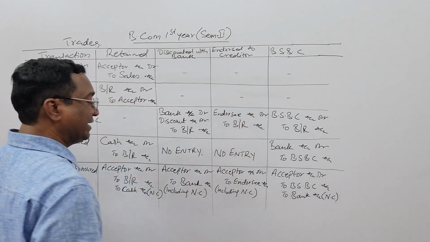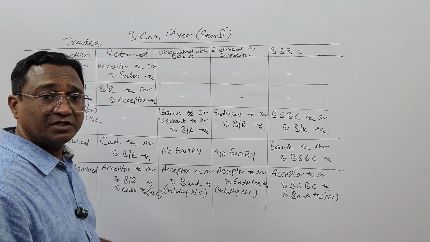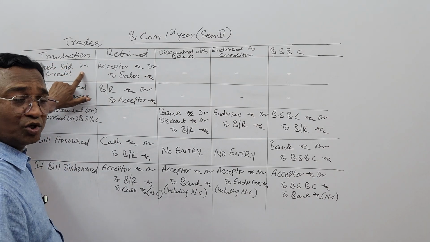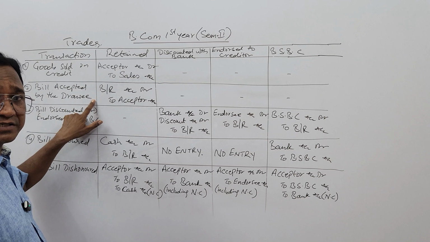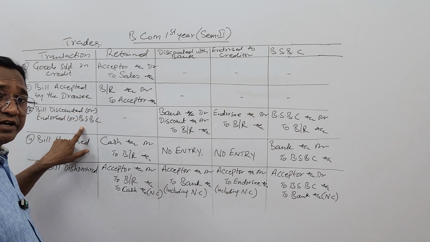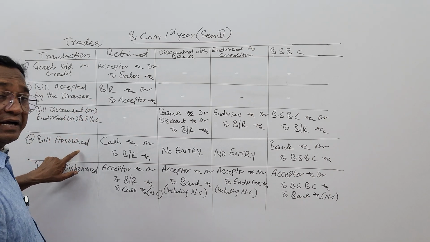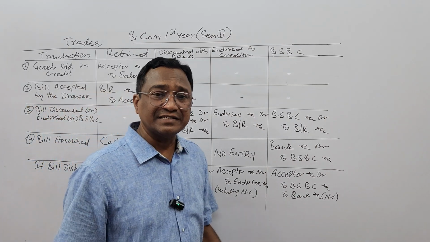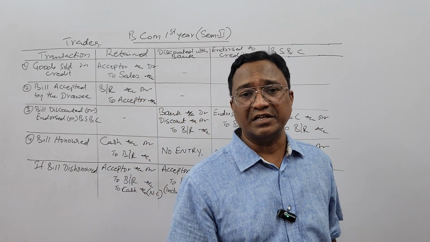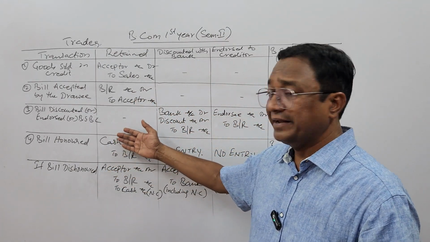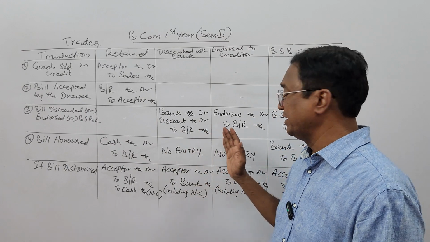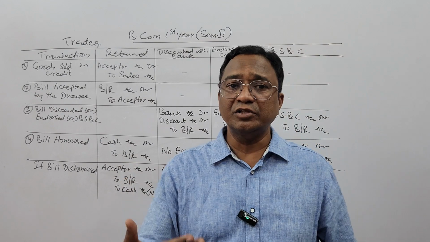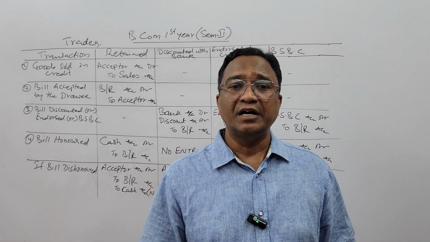So these are the entries which are normally passed. It is simple, only 4 transactions. When goods are sold on credit, the bill is accepted by the customer, then the bill is discounted or endorsed or sent to bank for collection. Either the bill is honored or dishonored. In any one case, it cannot be both. Yes, chances are there that if two or three bills are received from the customer, one bill can be retained, one can be discounted, one can be endorsed, or sent to bank for collection. So depending on the question, we are going to change the answers.